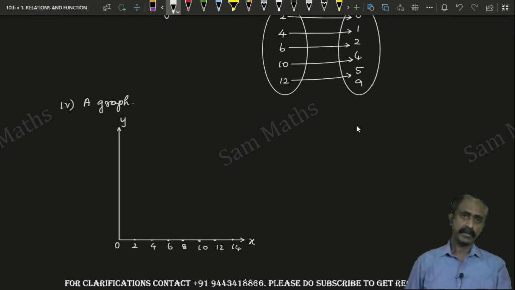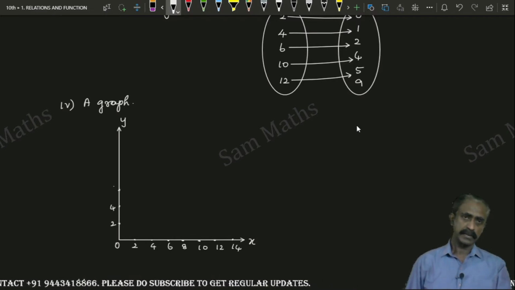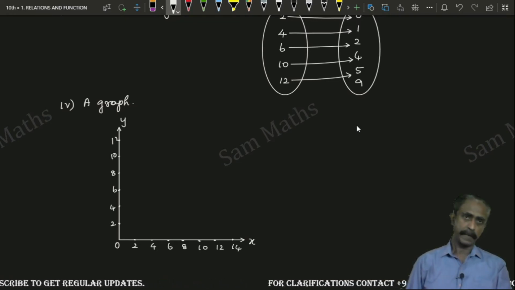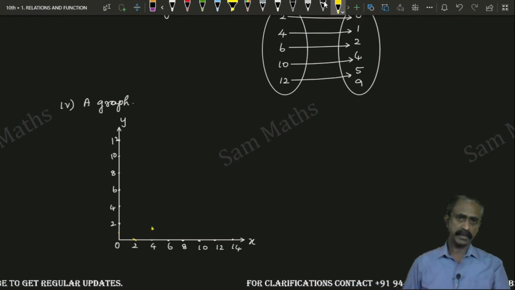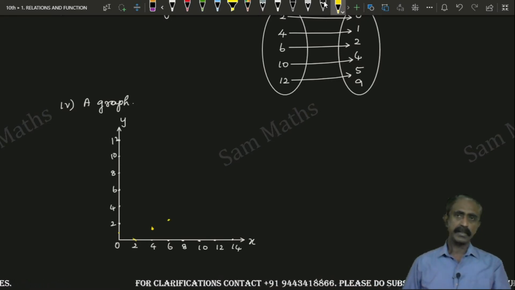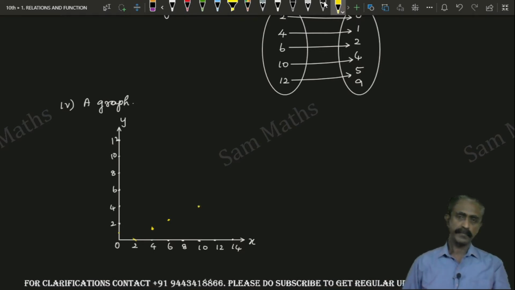Here for the y-axis it's 2, 4, 6, 8, 10, 12. The first point is (2, 0). Second is (4, 1), it's approximately here. Next is (6, 2). Next is (10, 4). Next is (12, 5).